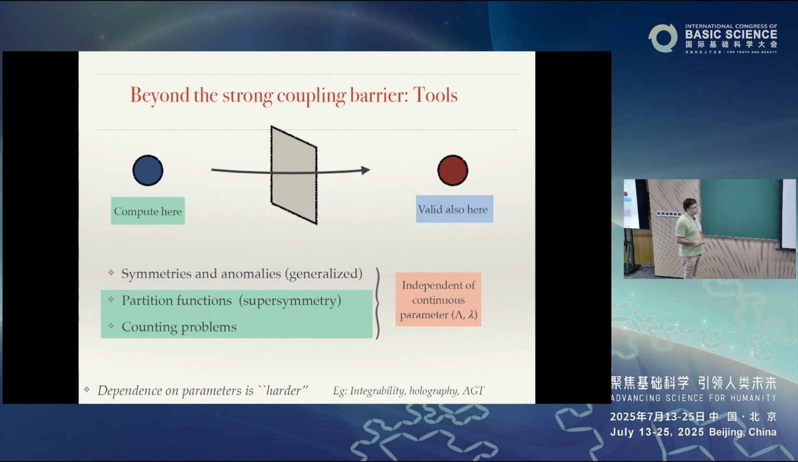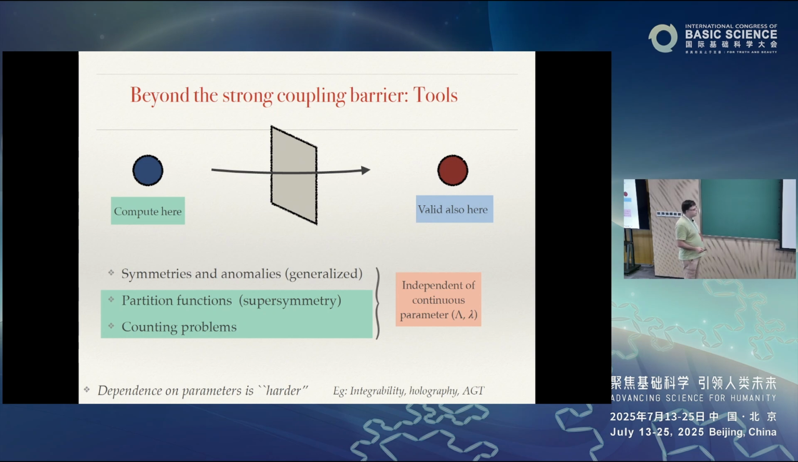And of course, there are many such tools that we know and love. The ones which work for many quantum field theories are anomalies and associated symmetries. And in recent years, this was generalized beyond what is now called zero-form symmetries, to higher-form symmetries and to categorical structures. And there is a lot of work done about this. So these are some topological quantities that you can compute. And since they are topological in nature, they can penetrate this strong coupling barrier.